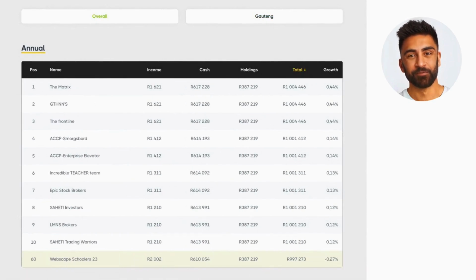Let's talk about the different columns you see here in a bit more detail. The first two columns show the team's position and name. Next is a column that shows you the income earned. This includes both interest and dividend payments. If you're playing the income game, this column is very important, as qualified teams are ranked by how much income they have earned. More about qualification later.